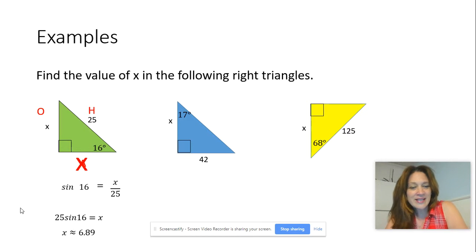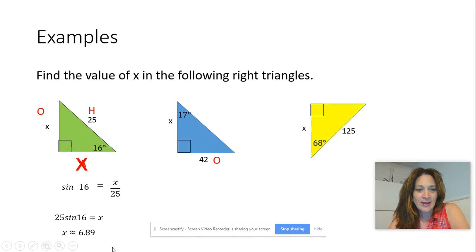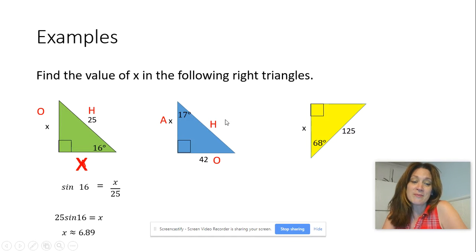Okay, so our next example in our blue triangle here. So here I have my 17-degree angle. Across from it is my opposite side. Then I'm going to identify the side across from the right angle, the hypotenuse, which leaves me with the adjacent side. So nothing by the hypotenuse, I'm going to X it out. So now I have the opposite side and the adjacent side.